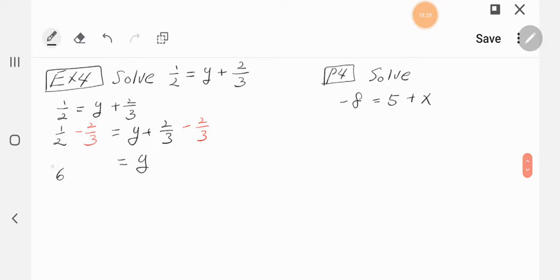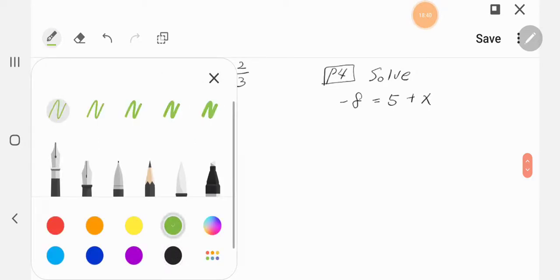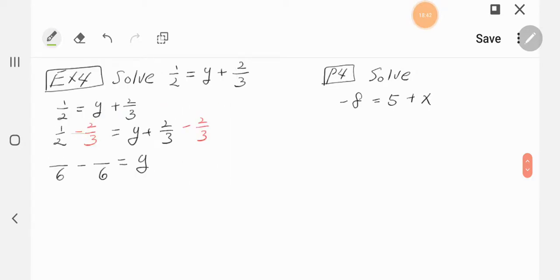The LCD is 6, right? So 2 is multiplied by 3 to make it 6, so multiply the numerator by 3. 2 times 3 is 6, right? So that is 3. And this 3 is multiplied by 2, so multiply the numerator by what? 2. So 4. Can you see it?